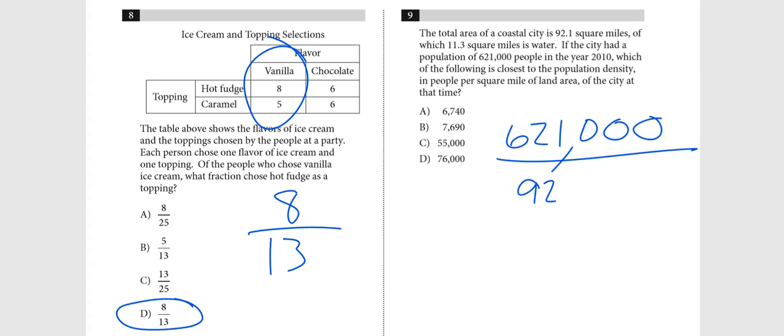Is it 92.1? Minus the 11.3, right? We're assuming that people could live on the water, right? There are houseboats. Now, since several people have stolen my calculators, I cannot answer this question.